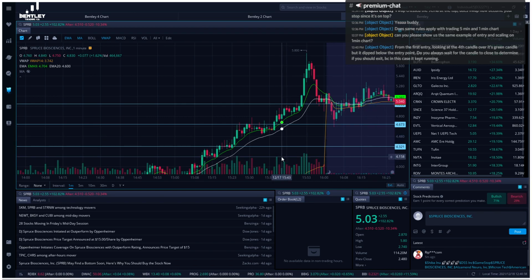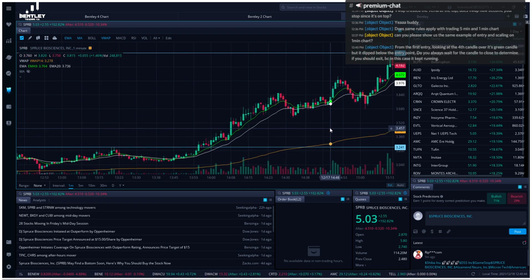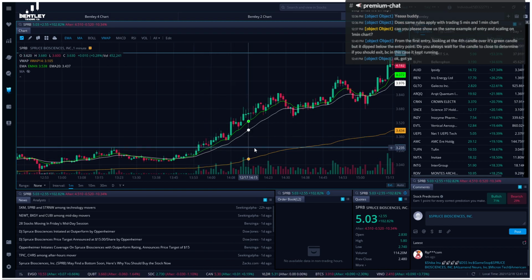From the first entry, I would have still held because that was quick right there. These are 1 minute candles, and if I entered here, I'm looking at the bottom of this candle, and it never dipped below that. So when you first enter, your stop loss is going to be the previous candle before it, the bottom of that. So your stop was down here. If you're scalping, you could have exited and then re-entered right when it tipped back over, but you gotta watch out for that.